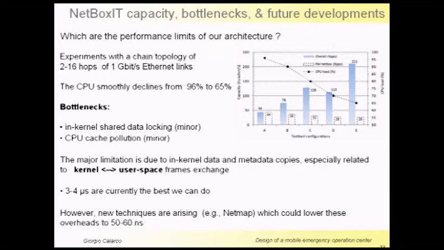Which we have analyzed. For instance, these are mutual exclusion locking of the shared data within the kernel and CPU cache pollution. But the major limitation is due to the copying of packets between the kernel and the user space, and vice versa. So this is a very expensive task, which reduces the performance of the testbed. And currently, 3 or 4 microseconds are the best we can do. The only option would be to cut the kernel out of this processing. And currently, it's not possible yet, but new techniques are arising.